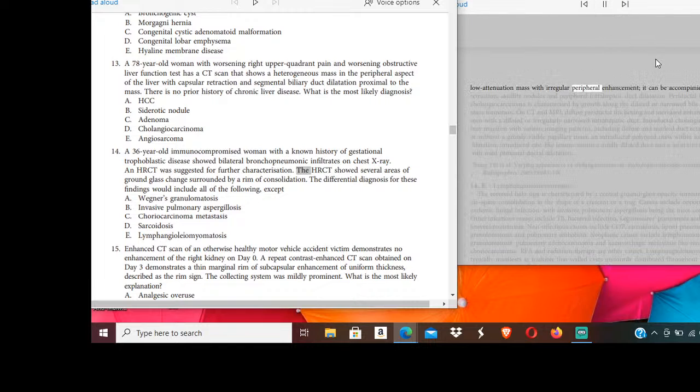low attenuation mass with irregular peripheral enhancement. It can be accompanied by capsular retraction, satellite nodules, and peripheral intrahepatic duct dilatation. Periductal infiltrating cholangiocarcinoma is characterized by growth along the dilated or narrowed bile duct without mass formation. On CT and MRI, diffuse periductal thickening and increased enhancement can be seen with a dilated or regularly narrowed intrahepatic duct.